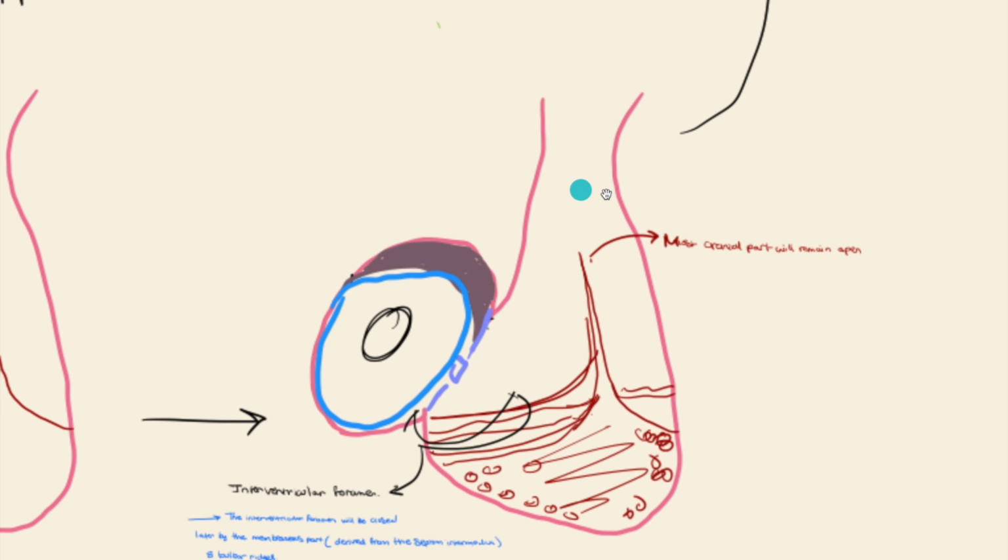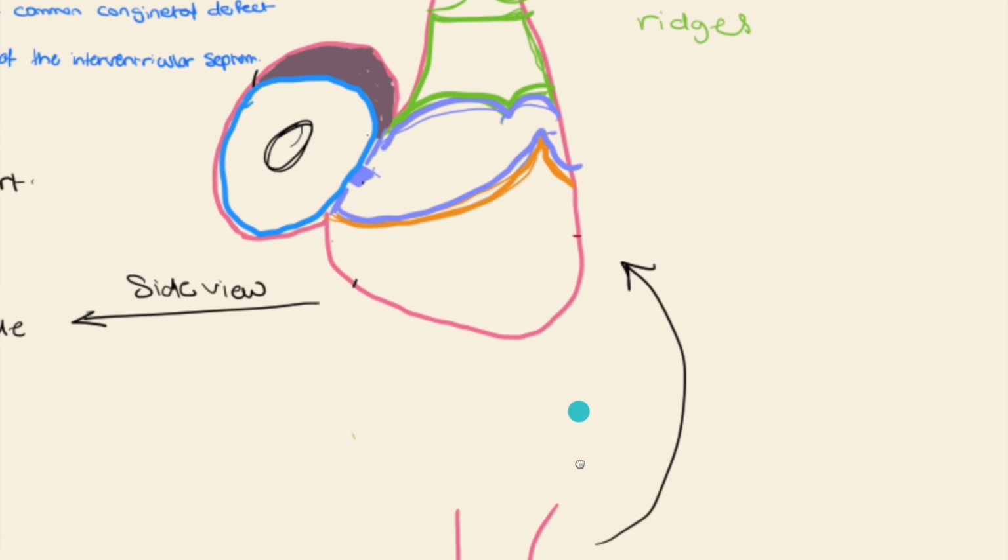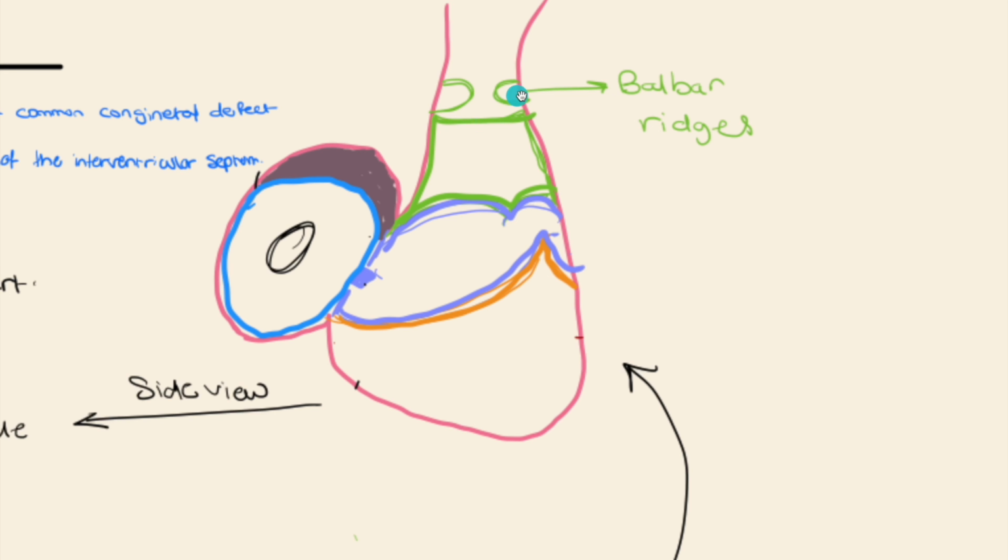Then the two bulbar ridges are going to form within the walls of the bulbus cordis, which are the two green structures right here. So up till now we had the upward projection of the muscular part from the primitive ventricle. Two bulbar ridges are going to form. They're going to finally fuse together and form the bulbar part of the interventricular septum.